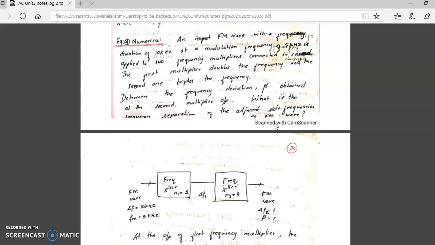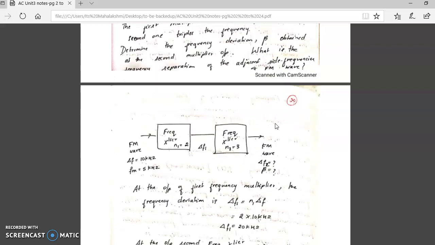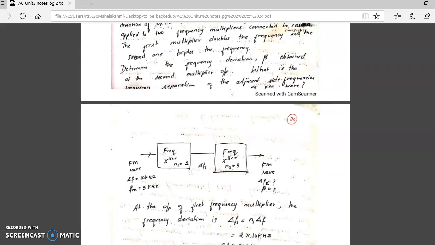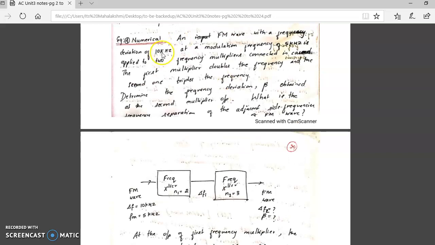So after understanding the problem, you have to write the corresponding block diagram. Look at this. He has given that there are two different multipliers, frequency multipliers, which are connected in cascade. The first one will double, the second one will triple the frequency. So what else he has given? He has given the details such as frequency deviation and message signal frequency at the input. So these are the specifications of the signal which are applied at the input.